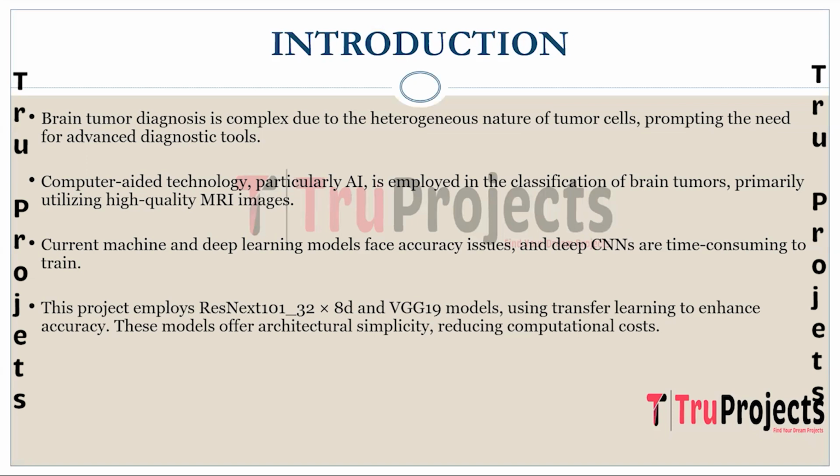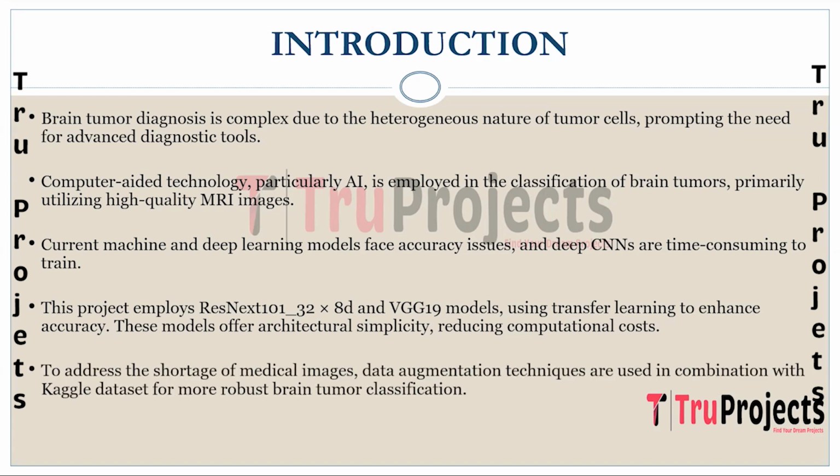High-performance deep learning models have the potential to significantly enhance the accuracy and the speed of brain tumor detection and diagnosis. While machine learning and deep learning models are being employed to classify and diagnose brain tumors, existing models face limitations in terms of accuracy. Deep convolutional neural networks, while effective, require extensive training time.